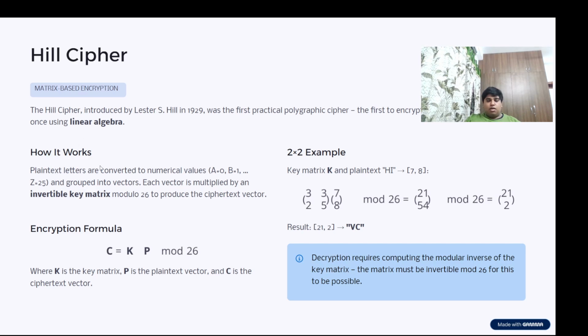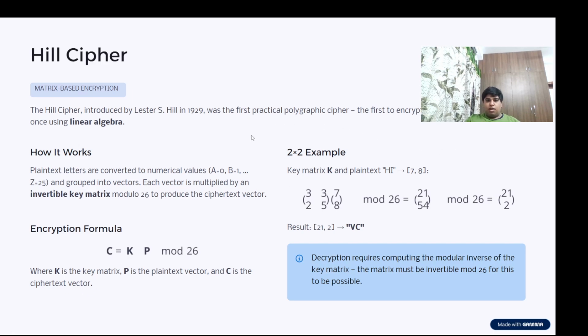In the Hill cipher, plain text letters are converted into numerical values in the order A equals 0, B equals 1, and so on, and grouped into vectors. Each vector is multiplied by an invertible key matrix, modulo 26, to produce ciphertext. The encryption formula for the Hill cipher is C = K × P mod 26, where K is the key matrix, P is the plain text vector, and C is the ciphertext vector.